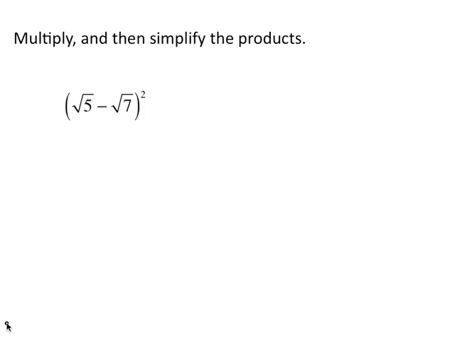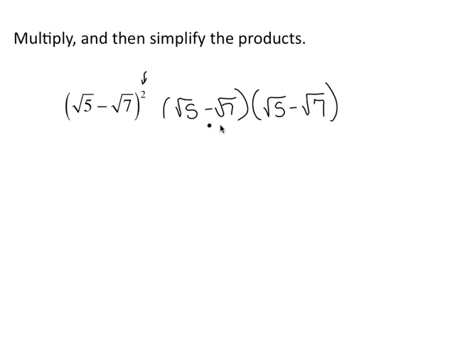Multiply and then simplify the products. This 2 means that you have 2 of these binomials. So the square root of 5 minus the square root of 7 times the square root of 5 minus the square root of 7. You can use the FOIL method to simplify that. So first, outer, inner, and then last.